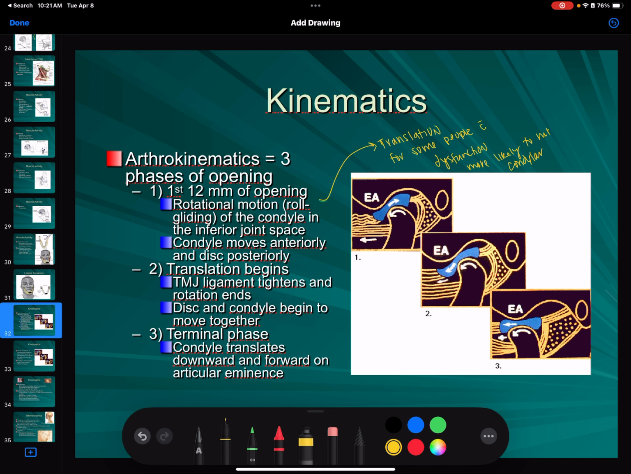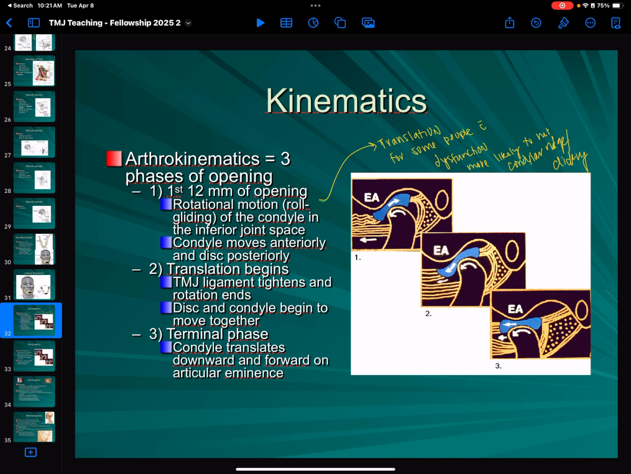What we want is to reestablish rotation in that inferior joint space. And as we talked about with that bucket handle, there's the opposite movement of the disc and the condyle initially. Then the second phase is when translation should begin, where the disc and condyle begin to move together.